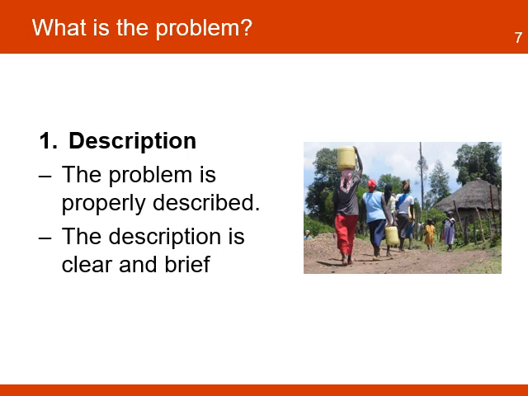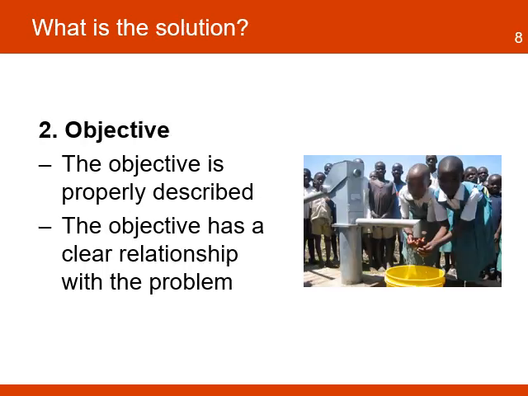The description is basically asking what is the problem. The description has to have a properly defined problem. It has to be clear and brief. It has to answer why the organization should try to solve it.